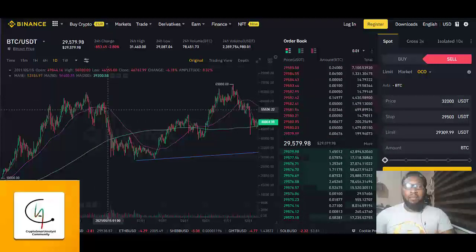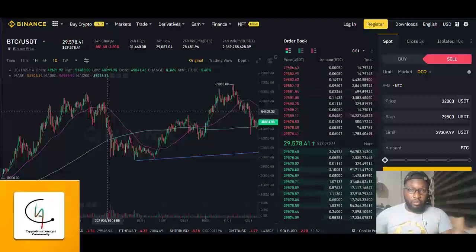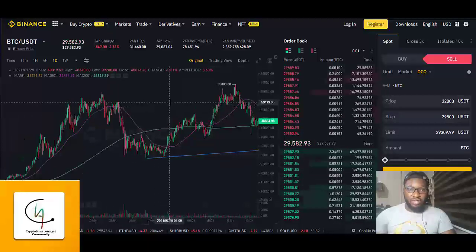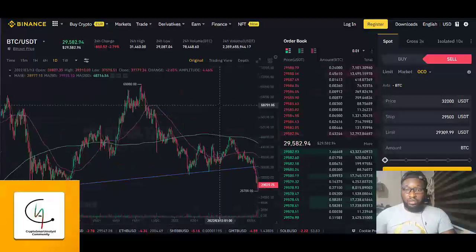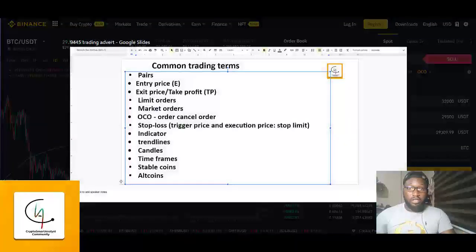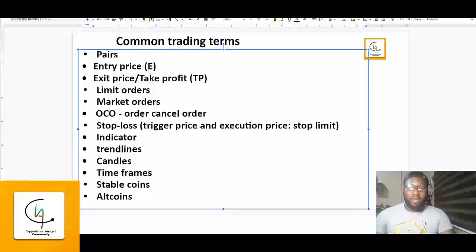That's what I mean. That time frame is very, very important, so you should know how to use them. I'm going to be having a separate class on how to use time frames in the course of the community. I mean the meeting we're going to be having every week.